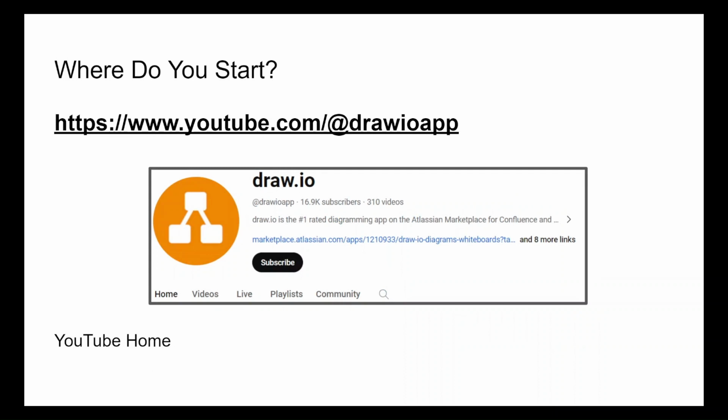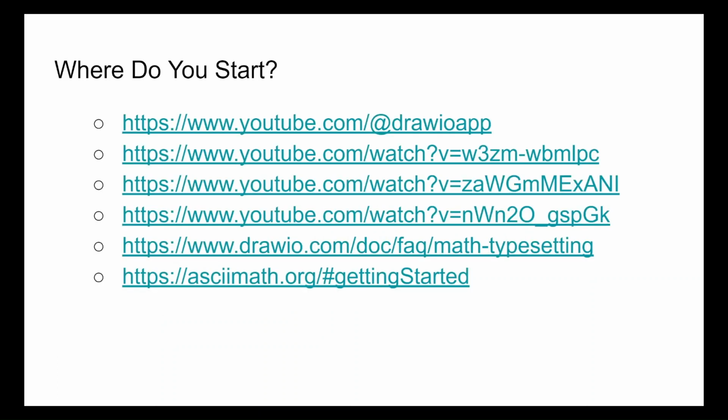There is a YouTube channel for draw.io. You should look it up. There's the link to get to it right there. Terrific source of tutorial information on all facets of the program. It is really worth your while to at least peruse it and see what's there. I'm going to give you some specific links to some videos that I think will be helpful in the context of what we're trying to use it for here. Here are those links. You can see most of them are YouTube. There's one for Draw.io on math typesetting, and also the ASCII math site for getting started. And I'll show you that here just as we go on through.